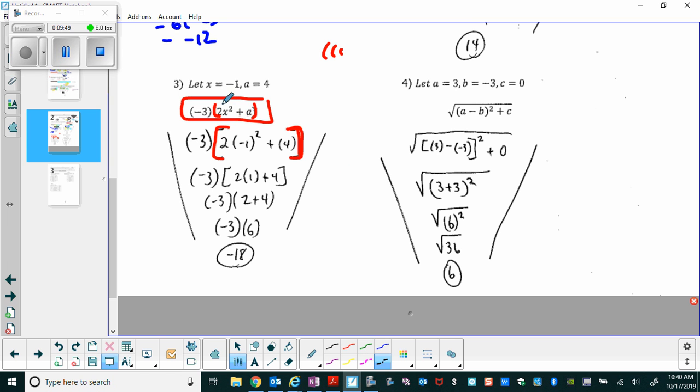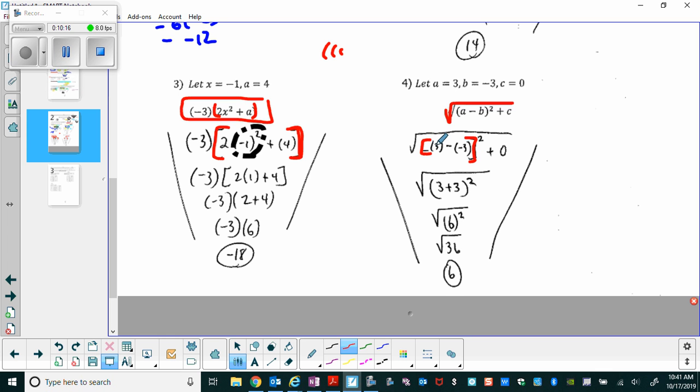So inside here, we have x getting squared, so negative 1 times negative 1 is positive 1, and that times 2 is 2, and now 2 plus 4 would be 6. And now we had that times -3 out front, so that's a -18. And now for number 4, we have one big grouping symbol, this radical, and underneath it, notice we already have parentheses, so that's why in my work you see these brackets here.